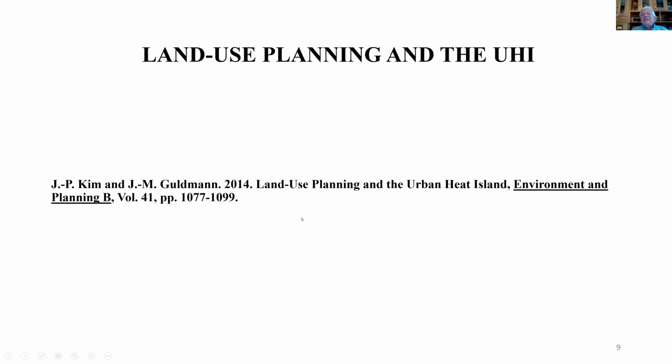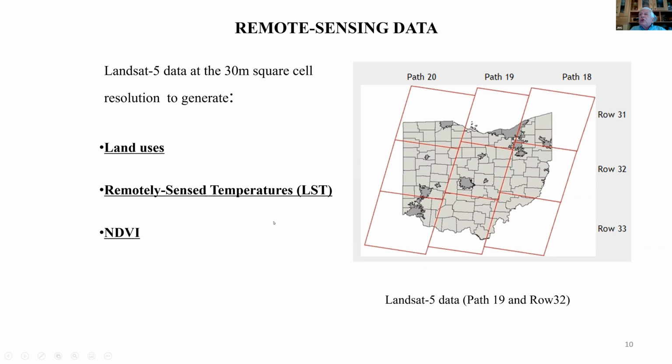So let's start first with a first stream of research, which I call land use planning and UHI, based on the work of my first PhD student in this stream of research, Jean-Michel Guldmann, and that was published in Environment and Planning in 2014. So this research, which I call a little bit primitive, though it's really not technically primitive at all, used only Landsat 5 data.